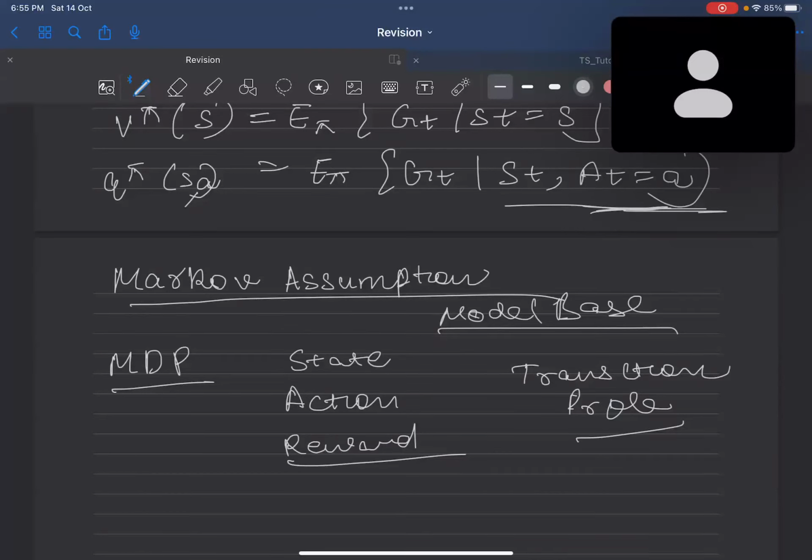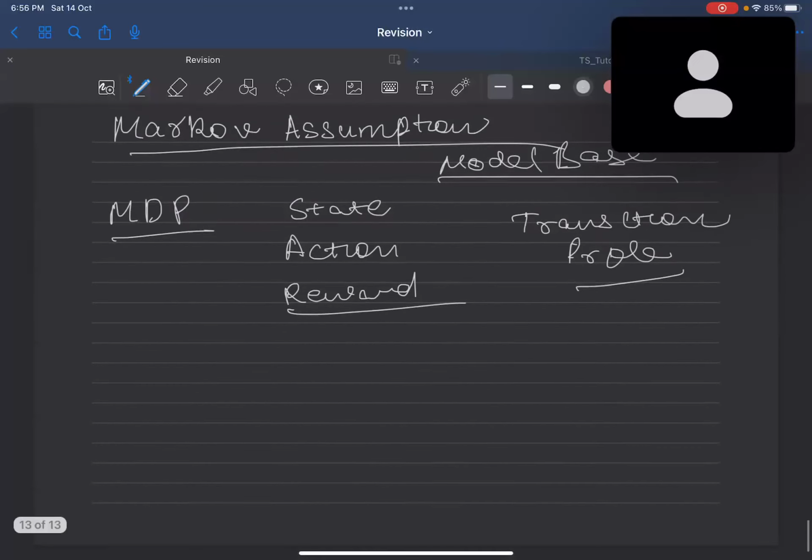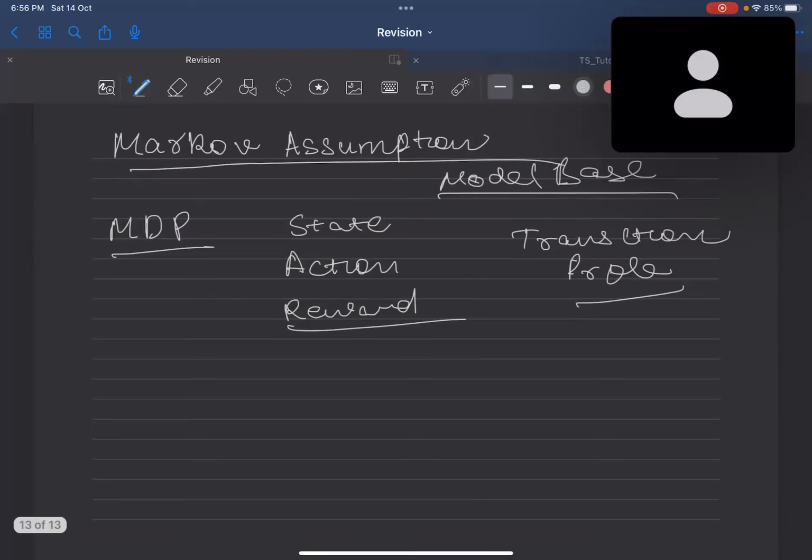So we had done the example. I'll not repeat that example, that the robot is basically searching for the cans and all. Then there is a reward. We did the whole thing, and we also did, I think, a machine replacement example of MDP. Okay, let's proceed now to the value, Bellman equation.